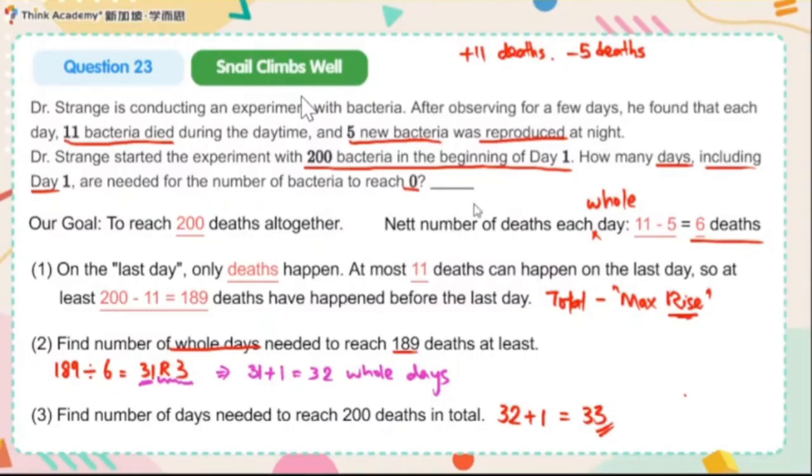Okay, first find the net number of deaths as well as the minimum height, right? Then to find the number of whole days, you do division. But if there is a remainder, that means your quotient is not enough. You need to plus 1, to reach the minimum height to be able to shoot up without falling the next day. But then shooting it up itself needs one more day. So you need to plus one again, right? So this is a more trickier version of snail climb as well. Hopefully this is clear for you. If not, you can always refer to my solutions later.